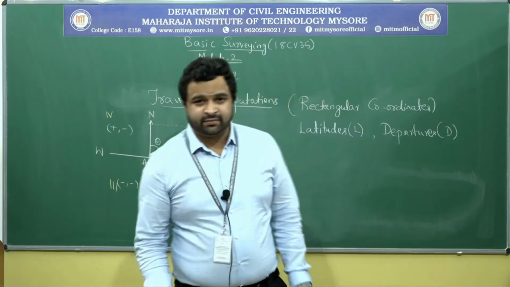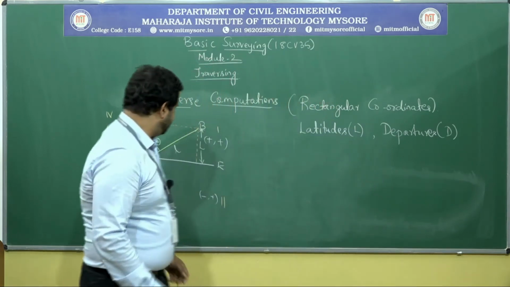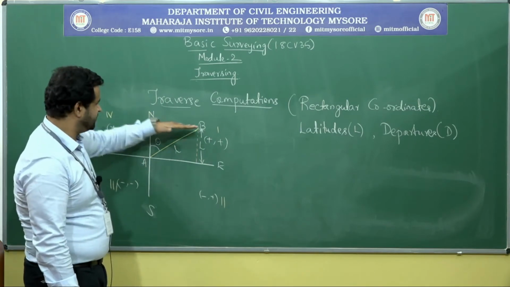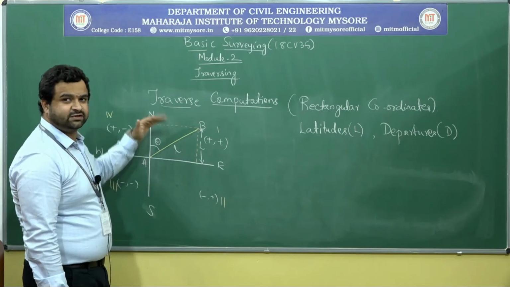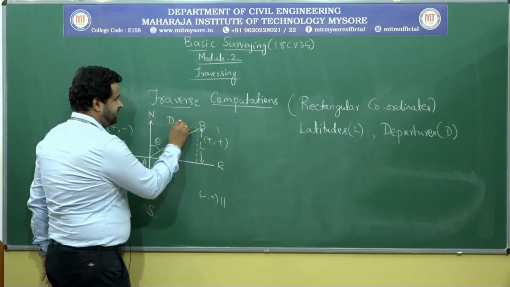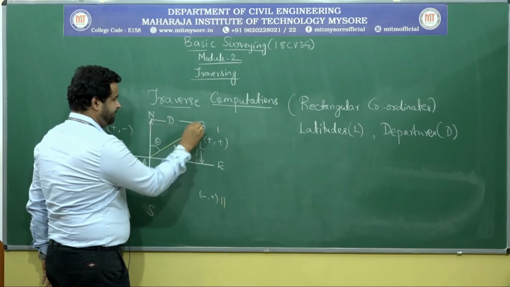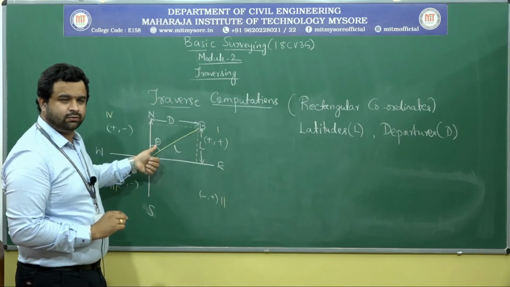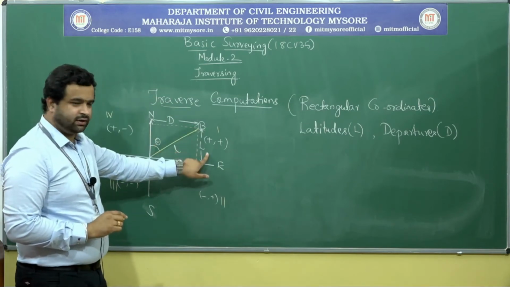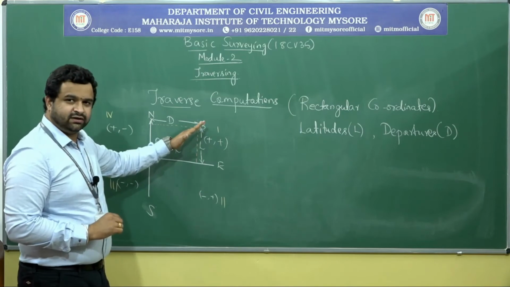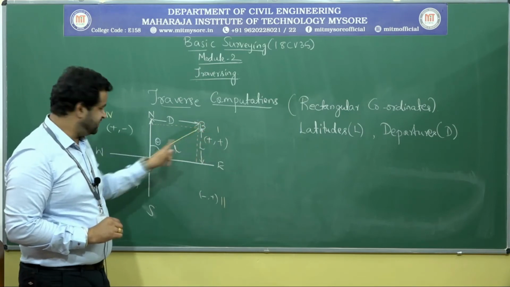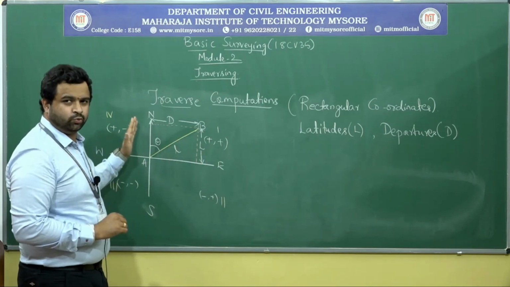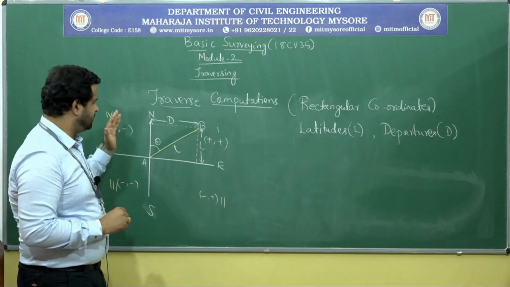Okay. Next, what do you mean by departure? The departure of a survey line may be defined as its coordinate length measured perpendicular to the reference meridian, or at right angles to the reference meridian. So, this can be taken as D. Okay. So, what is latitude and departure from this now? Latitude of a survey line is defined as the coordinate length measured parallel to the assumed direction, that is, it may be a true meridian or any reference meridian or direction.